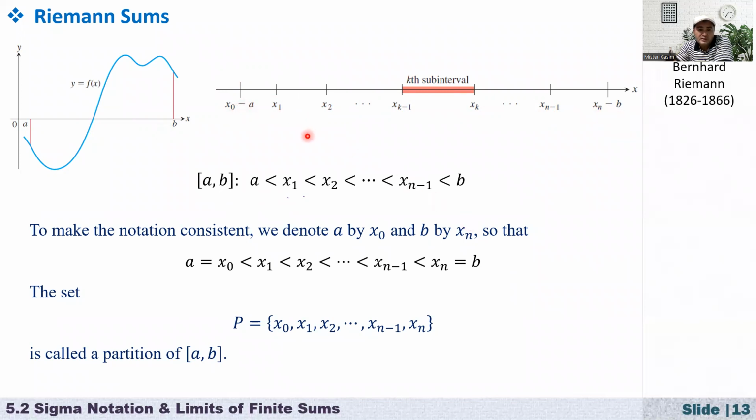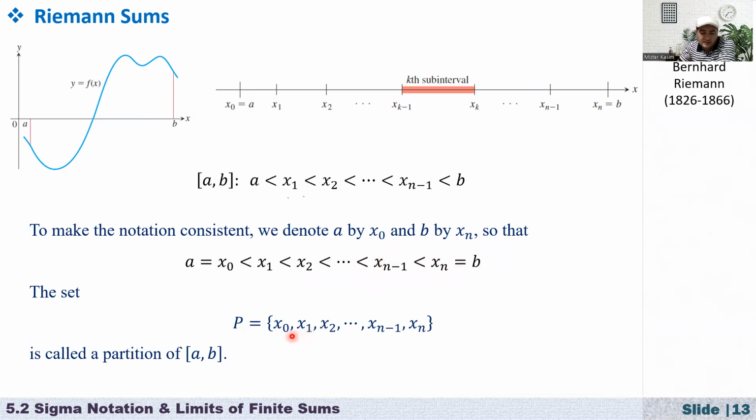It's just for convenience. As you see here, this given interval [a, b] would be divided into n subintervals. They don't have to be equally spaced; the lengths of these intervals don't have to be equal to each other, you can choose any way. We have a less than x1, x1 less than x2, x2 less than x3, so that it's well ordered, because x2 is to the right of x1, and x3 is to the right of x2. To make the notation consistent, we denote a by x sub 0 and b by x sub n.